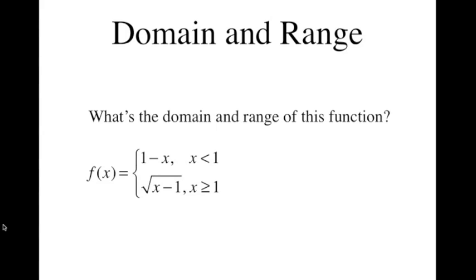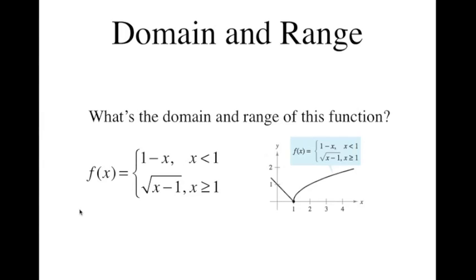All right, last one. Domain and range for this function. Wow, this is a weird looking one. This is called a piecewise function. This is saying that when x is less than 1, we're going to do this equation. When x is greater than or equal to 1, we're going to do this equation, square root of x minus 1. So let's take a look at what this graph looks like before we do anything.